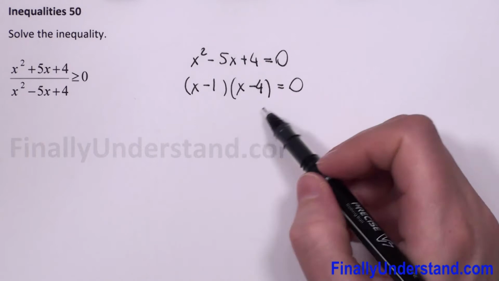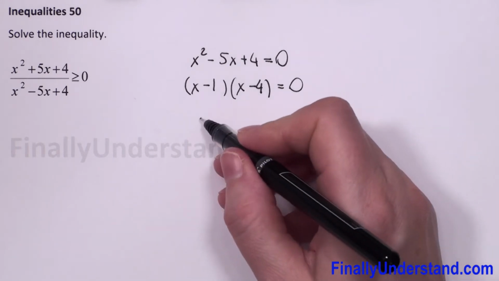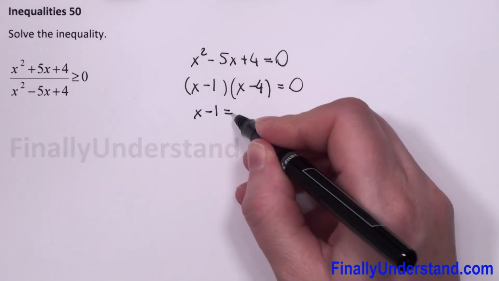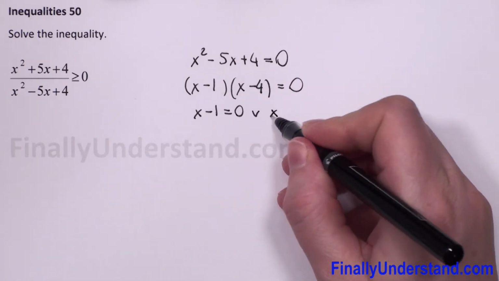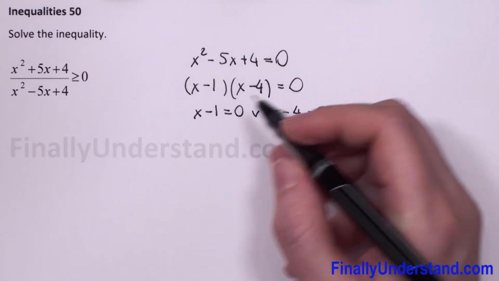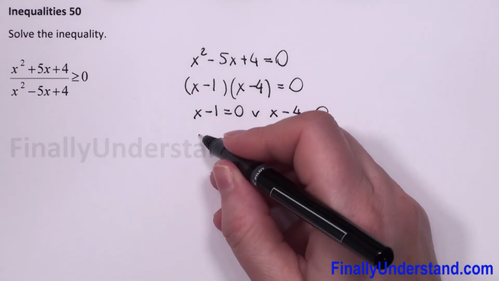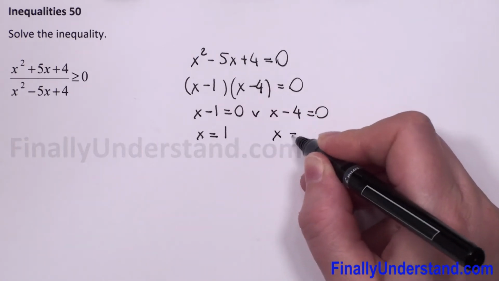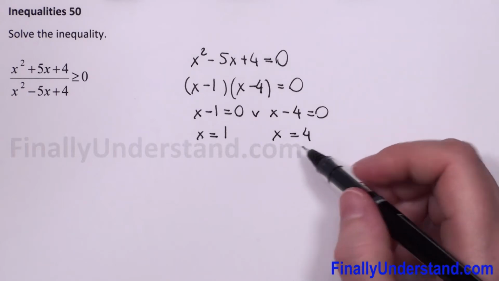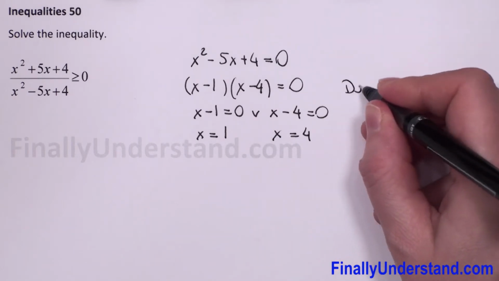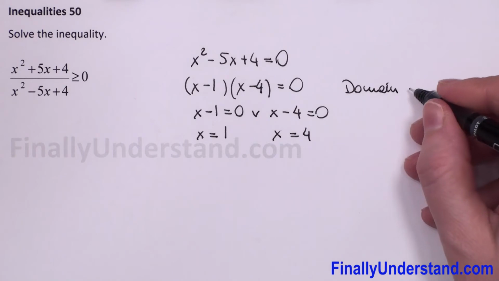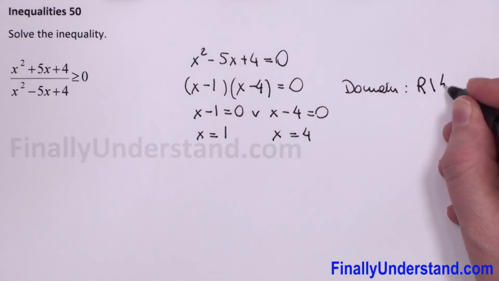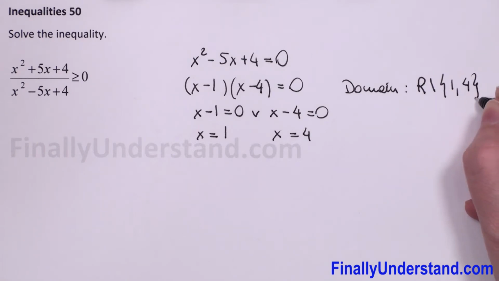The left side will be 0 when one of these factors is 0. So x minus 1 will be 0 or x minus 4 will be 0. So we have to solve these two equations. We have x equals 1 and x equals 4. So our domain will be all real numbers excluding 1 and 4.